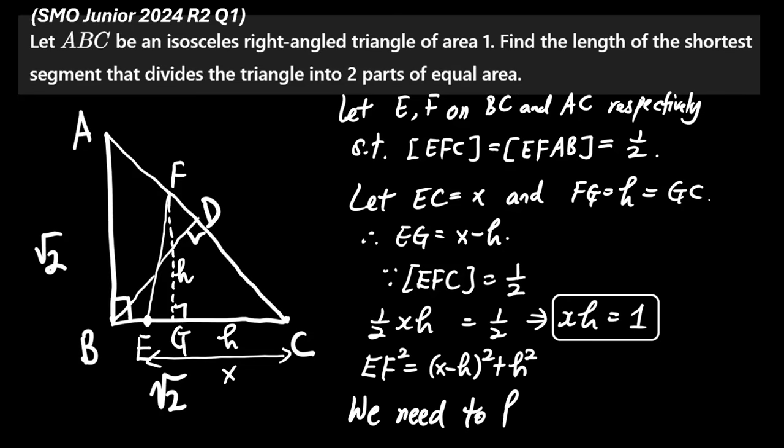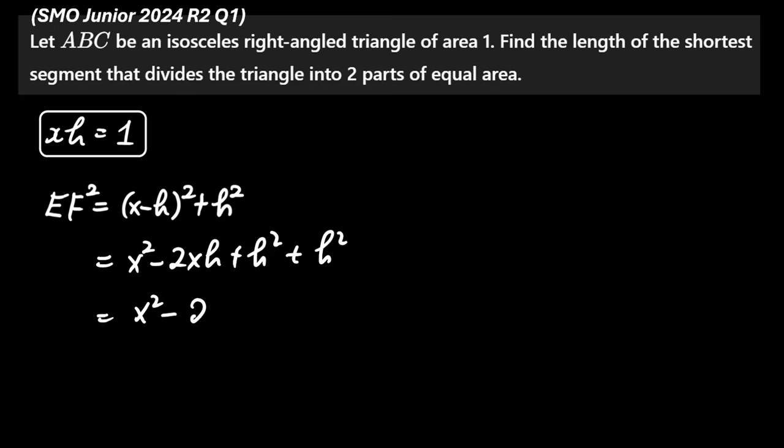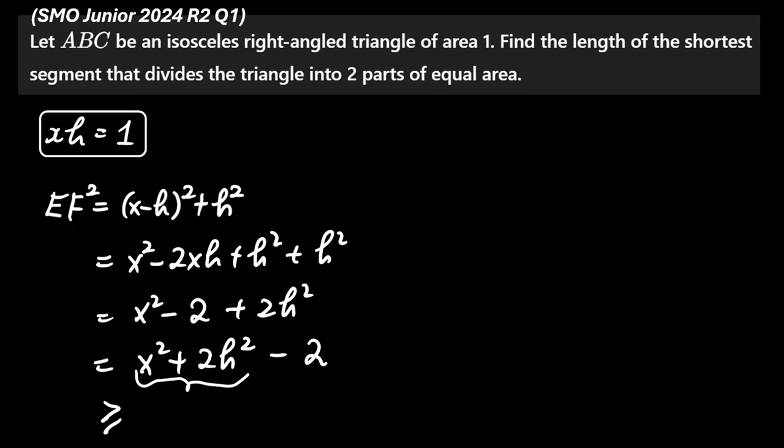We want to minimize EF under the constraint X times H equals 1. Now we express EF squared as (X minus H) squared plus H squared. Expanding the first term, that simplifies to X squared minus 2 plus 2H squared. We rewrite it as X squared plus 2H squared minus 2.